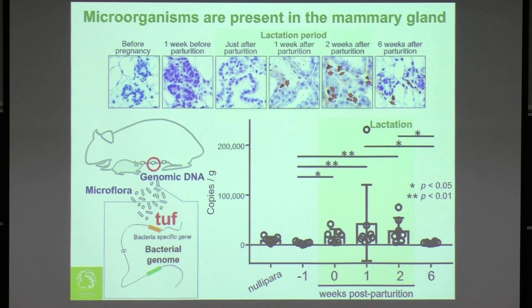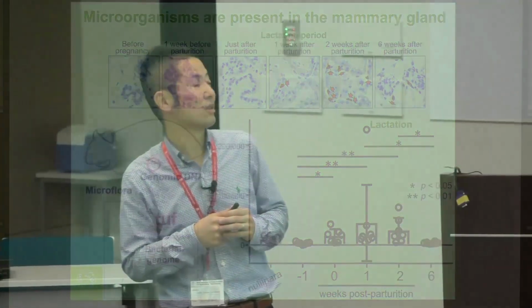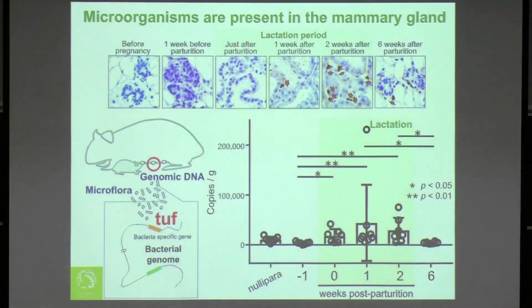So to address these questions, that is, whether the mammary gland actually possesses microflora during lactation, we did the next experiment. In this case, we collected genomic DNA from different stages of mammary gland: before pregnancy, during pregnancy, the lactation period, and after weaning. That is almost the same as the previous experiment.